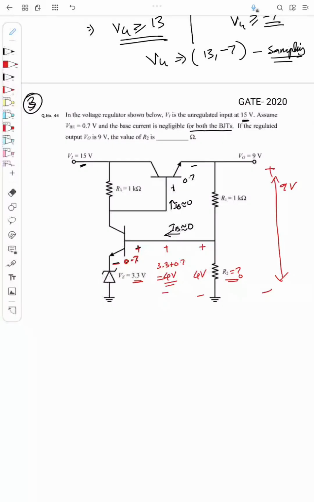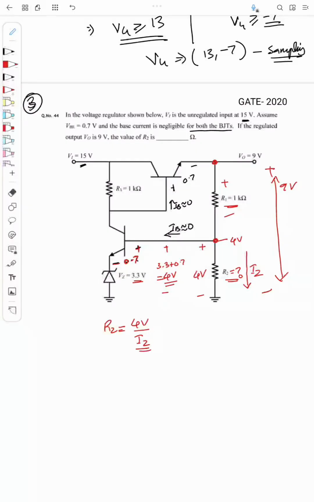So how to find R2? If there is some current flowing through this as I2, then R2 will be equal to 4 volt, that is the voltage across R2, divided by the current I2, right? So we just need to find the current I2. So we'll again go to this circuit. Here the voltage is 4 volt, right? R1 is given, and we know the voltage at this point to the ground is 9 volt. So what is the voltage across R1?